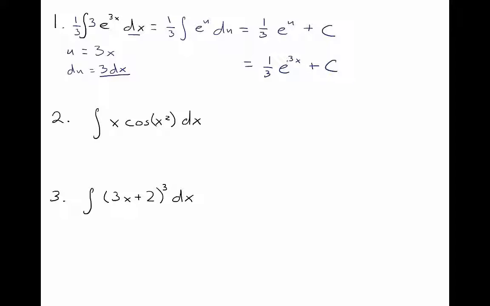And if you're feeling a little mixed up, you can always go back and take the derivative of this and make sure you get what you were integrating. Then you know you did everything right. Okay, not too bad yet. All right, on our next one, our function inside a function is the x squared. So u equals x squared, and du, the derivative of x squared, is 2x, and we have a dx.